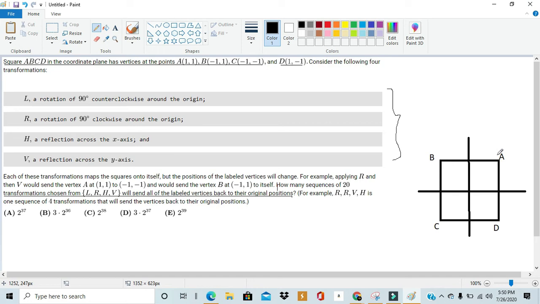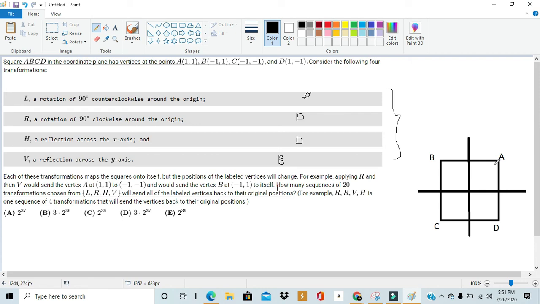So then we have an understanding of what each of these transformations does. V and L will move A to where B is, and transformations R and H will move A to where D is. So we see that these transformations either move it to the left or move it to the right with equal probability. So this is what each of the transformations does to it.